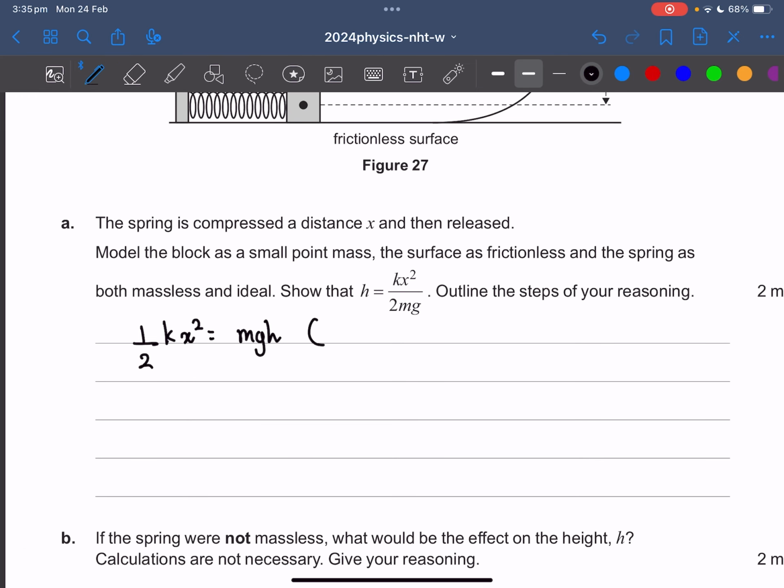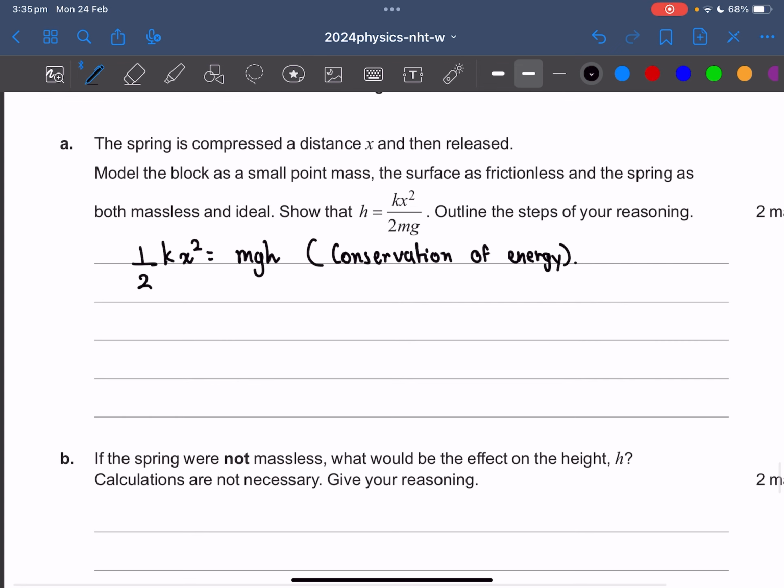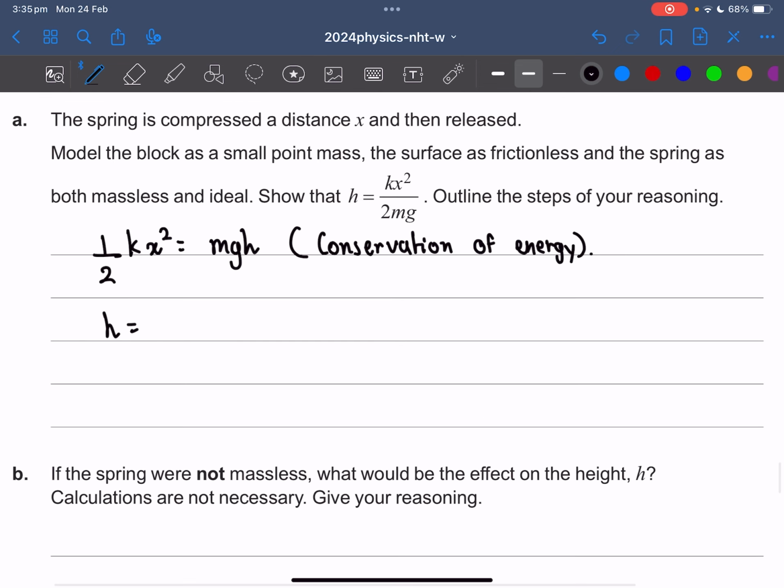And to explain our reasoning, we can say conservation of energy. Okay? And now we can just solve. So h is equal to kx squared on 2mg, as required.